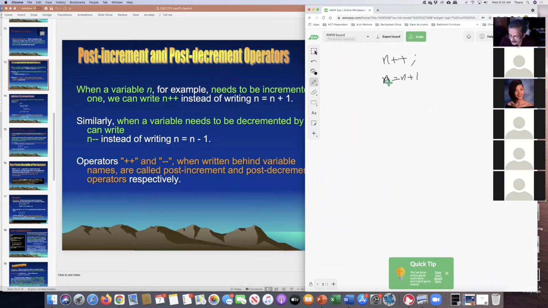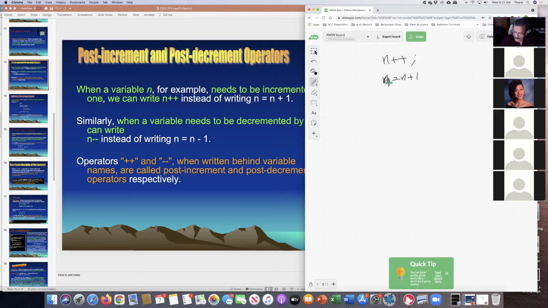But there's a minor difference between them. The n++ means increment n after using n in the current expression. Even if n is in the current expression, you can write the plus plus behind it to say that after using the n in this expression, increment the n. So when we do the examples, it'll be more clear.